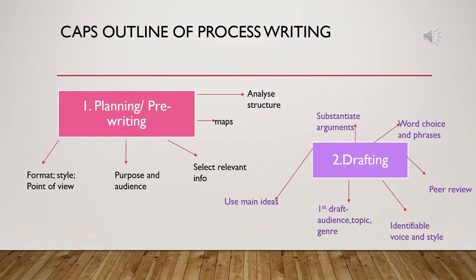In this slide, we will look at the CAPS outline of process writing. The first stage is the planning or the pre-writing stage, in which the format, the style, and the point of view must be considered, and the purpose and the audience.